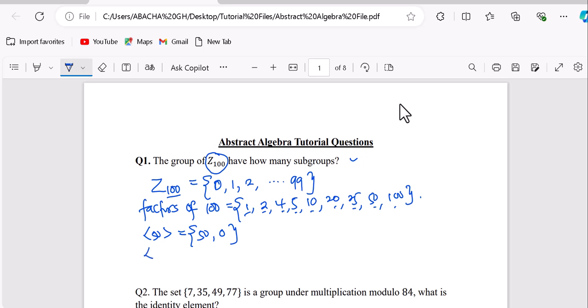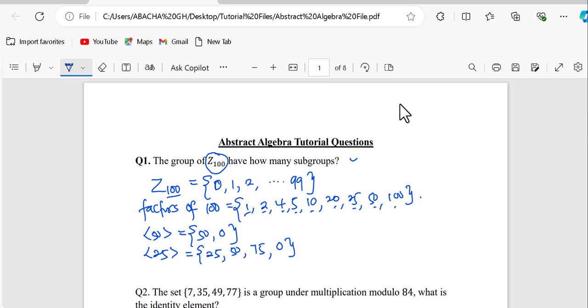Let's say if I take 25, this particular subgroup, the first element, if I add 25 again and take modulo 100, that gives me 50. If I add 25 again modulo 100, that's 75. If I add 25 again modulo 100, that's 0. And 0 is always the identity element.